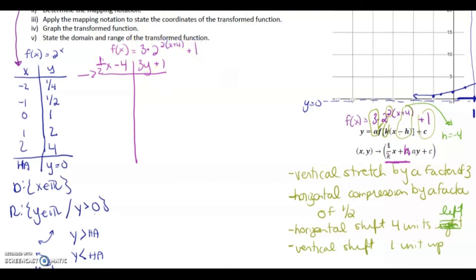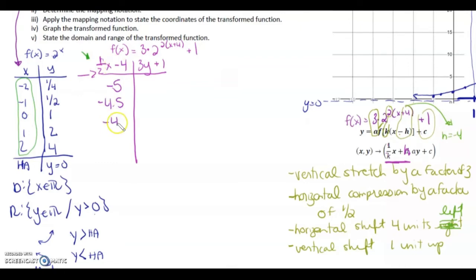Okay, and now what we're going to do is take every single value of x and sub it into, we're going to half it and then subtract 4. So what is a half of -2 minus 4? I get -5. I'm going to do this in purple. What's a half of -1 minus 4? I get -4.5. A half of 0 minus 4, I get -4.